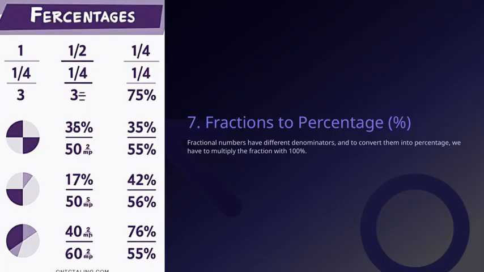Now, let's talk about converting fractions to percentages. Fractions often have different denominators, which can make understanding them a bit tricky. To turn these fractions into percentages, we simply multiply the fraction by 100%. This process helps us see the part of a whole more clearly, especially when comparing data or making decisions.